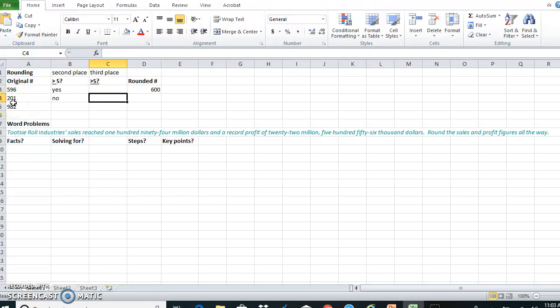0 to a 1. And so we look to the number that's immediately to its right in the third place. Is 1 greater than or equal to 5? No. So the rounded number, which should come as no surprise to anyone, is 200.